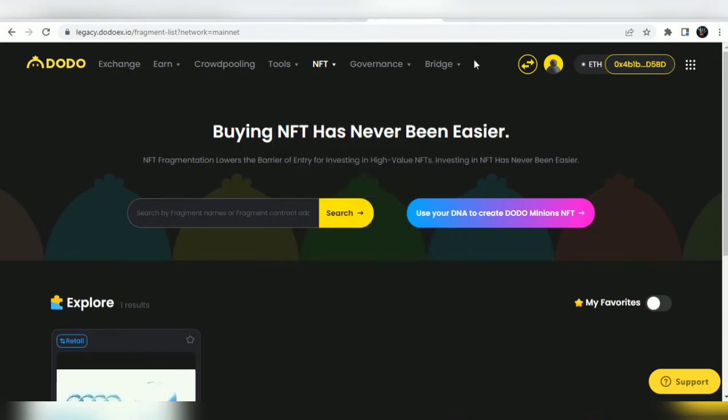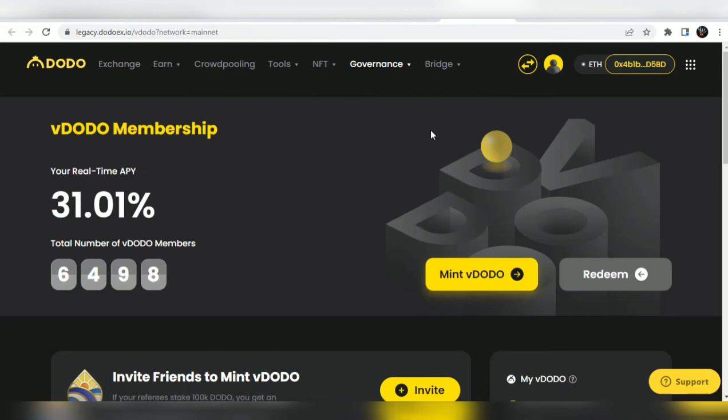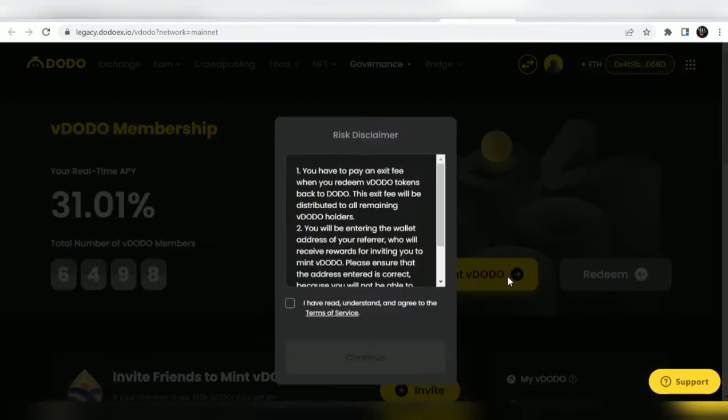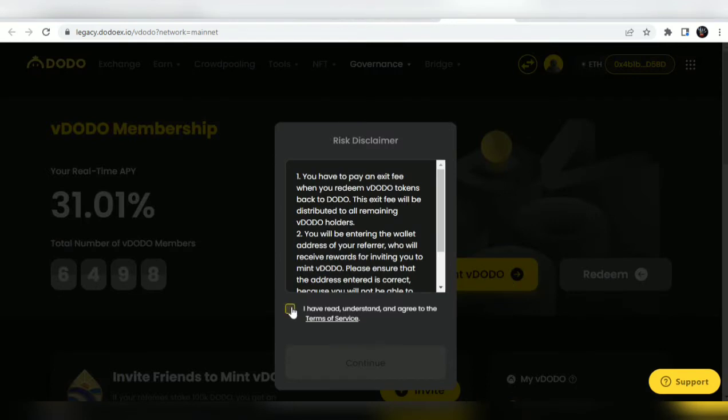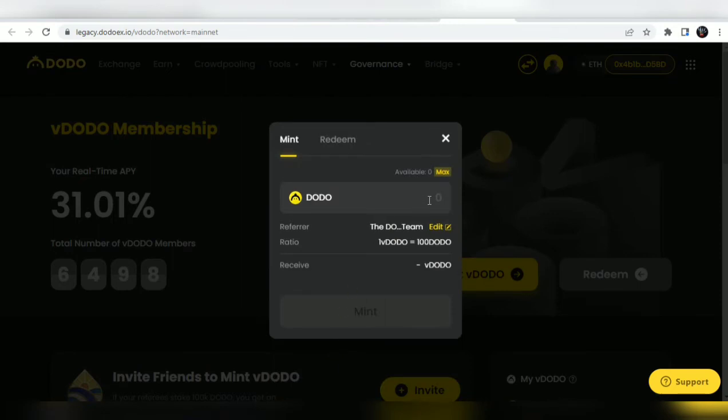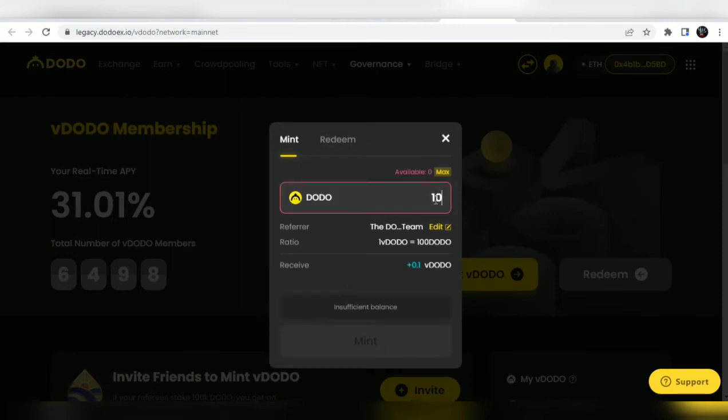So onto the DODO token. How can we earn using this DODO token and the VDODO governance token? The VDODO membership. To participate in the VDODO governance membership, you have to mint your VDODO using your DODO tokens. I just have to accept this. Continue. Staking a couple of hundred DODO tokens will give you one VDODO, which can be used to participate in the DODO governance.